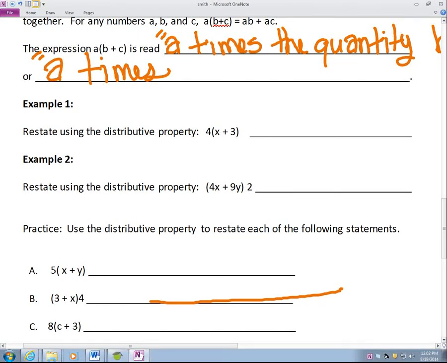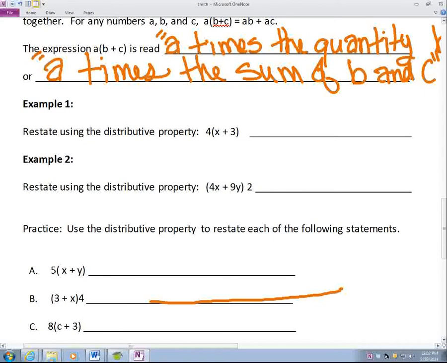A times the sum of B and C. I like that one more, but they're both correct. A quantity is just an amount. A times the sum of B and C.